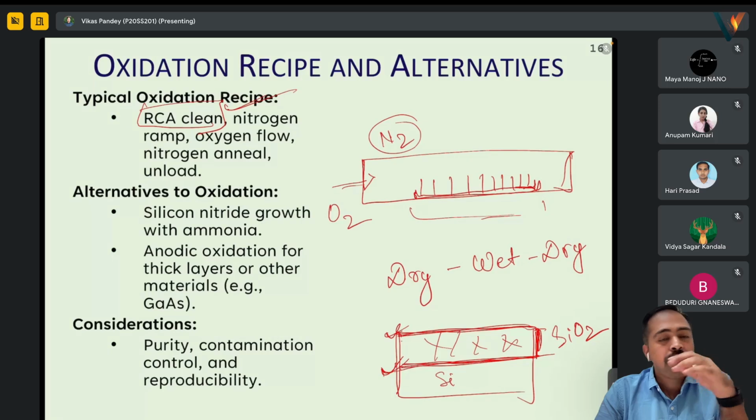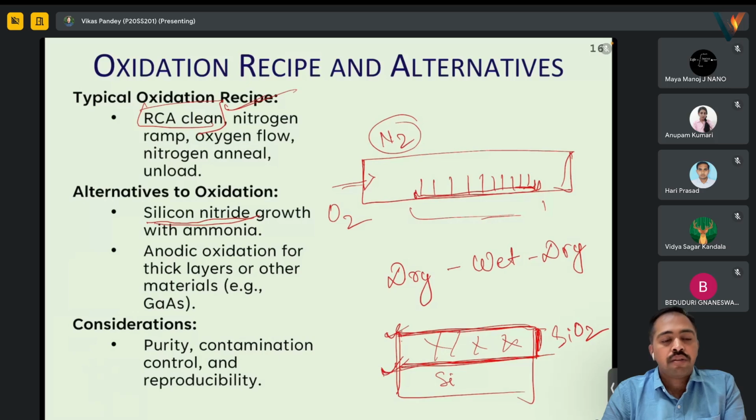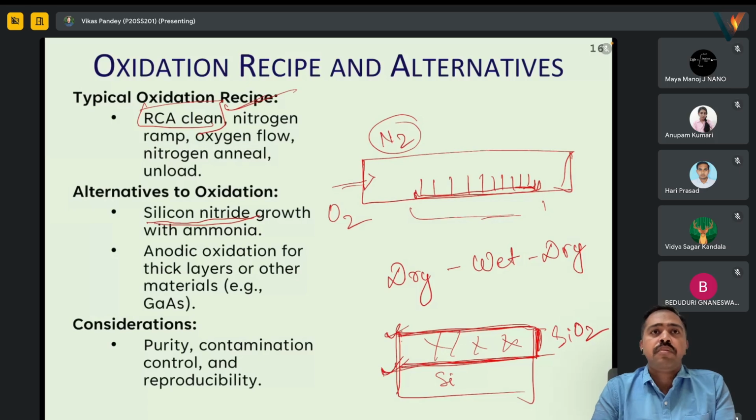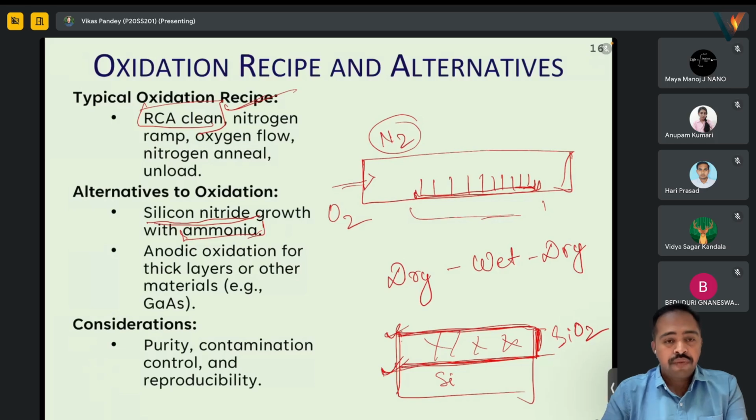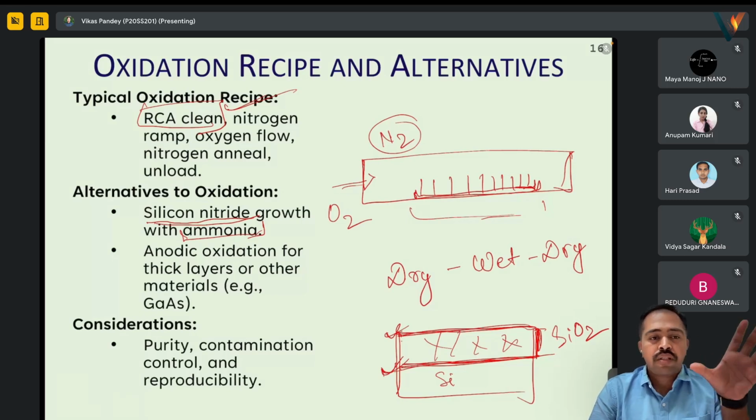There is another alternative to oxidation. Suppose we are just trying to go for passivation of the layer. There we can grow silicon nitride. Silicon nitride is also a common passivating material and can sometimes be used for purposes where we use SiO2. This is grown with ammonia. Or we can even go for anodic oxidation for thick layers or materials like gallium arsenide. So the basic one is oxidation, which we know.